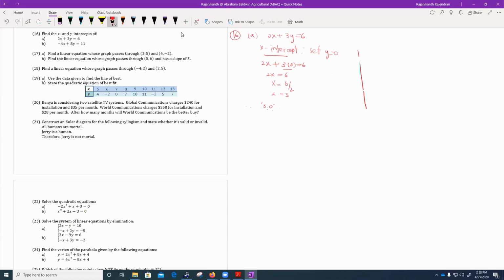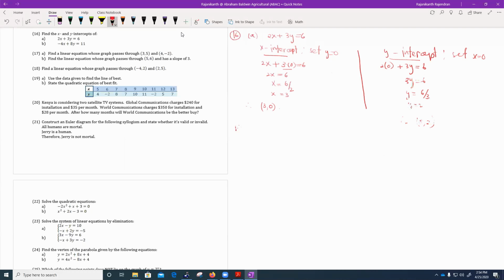Then find the y-intercept. You need to set x to 0 in the original equation. Set x to 0, so you get 2 times 0 plus 3y should be 6. This is 0. I'm solving for y, so 3y is 6 and y is 6 over 3, that is 2. Therefore, in coordinate form, the y-intercept is (0, 2).